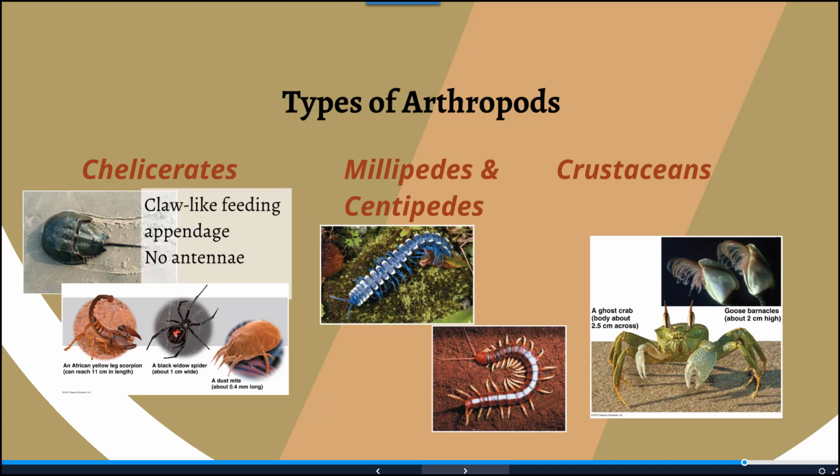The chelicerates have claw-like feeding appendages and no antenna. The centipede is going to have this poisonous claw to them, and the crustaceans are going to be mostly aquatic, unlike the other two groups.